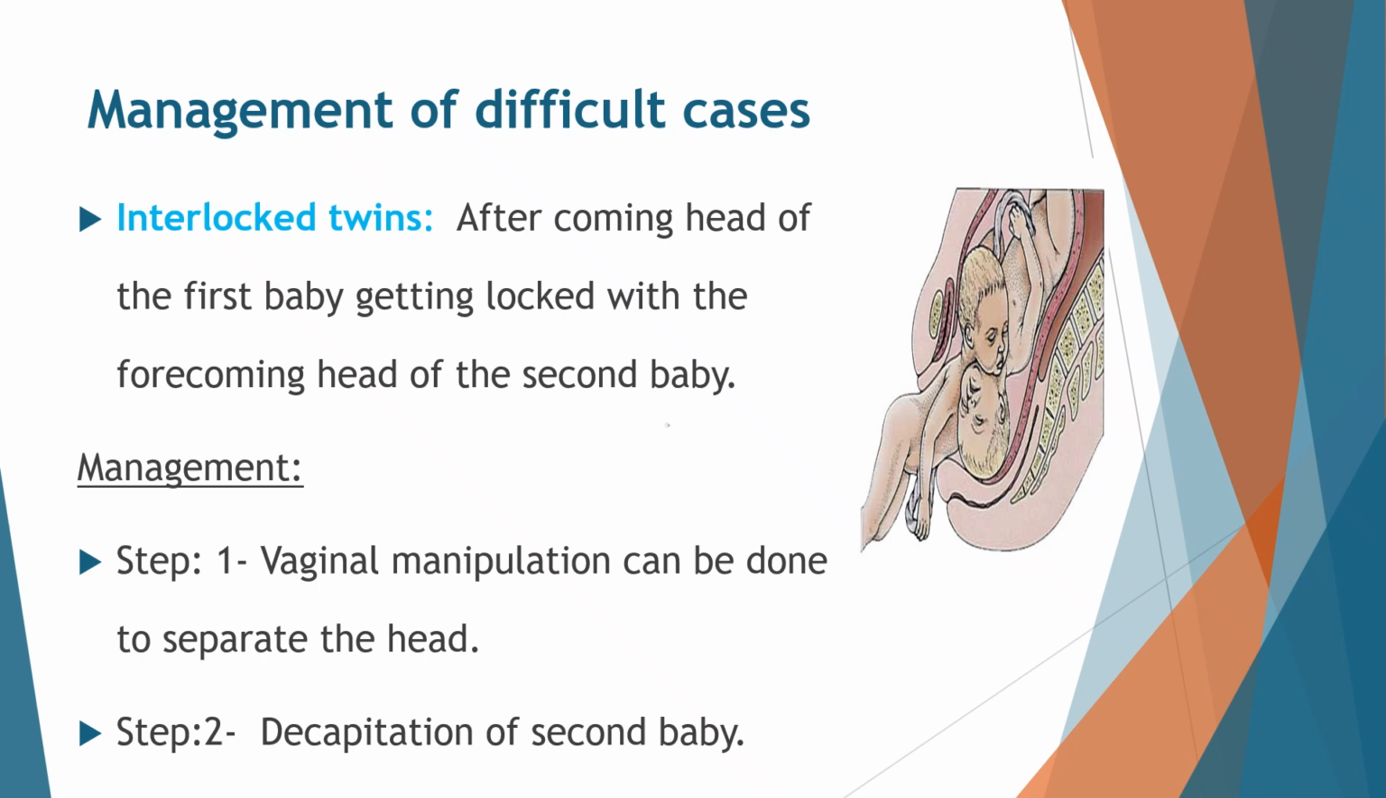Management is done step by step. First, gentle vaginal manipulation may be attempted to try and separate the locked heads so that delivery can continue safely. If this is not successful, and the situation becomes life-threatening, decapitation of the second baby may be required as a last resort to save the life of the mother and at least one baby.